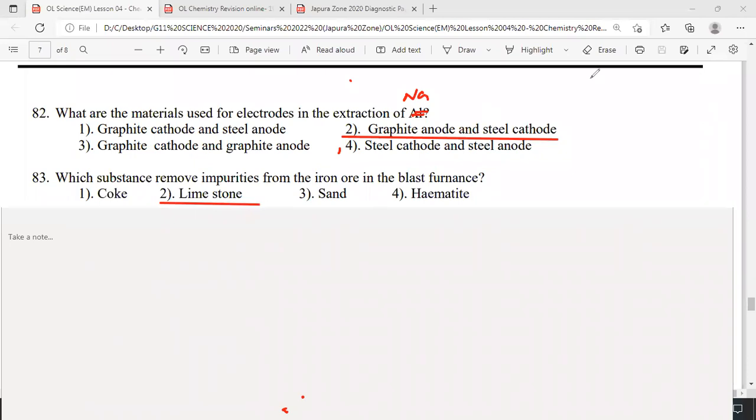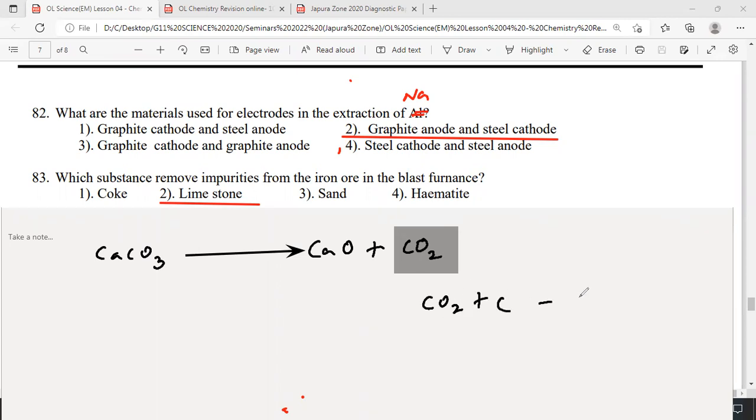Calcium carbonate you can obtain from the corals in the sea. It gets decomposed in the furnace, generating carbon dioxide gas and calcium oxide. This CO2 is also useful. Why? This CO2 can be used to make carbon monoxide. CO2 can combine with carbon to form carbon monoxide.